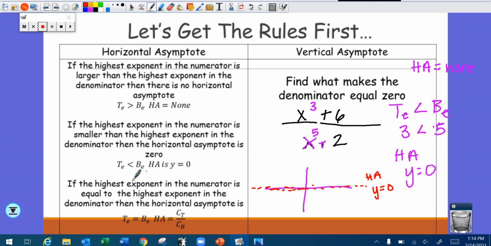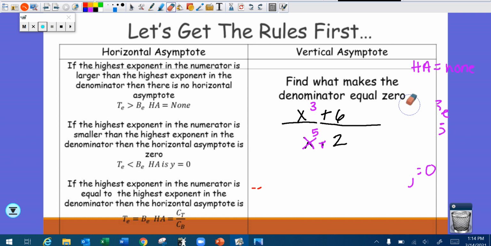All right, so now the last rule says that if the highest exponent in the numerator is equal to the highest exponent in the denominator, then the horizontal asymptote is going to be the coefficient of the highest term in the top over the coefficient of the highest term in the bottom. So here's what I mean by that. I'm going to make this 7 over 2.